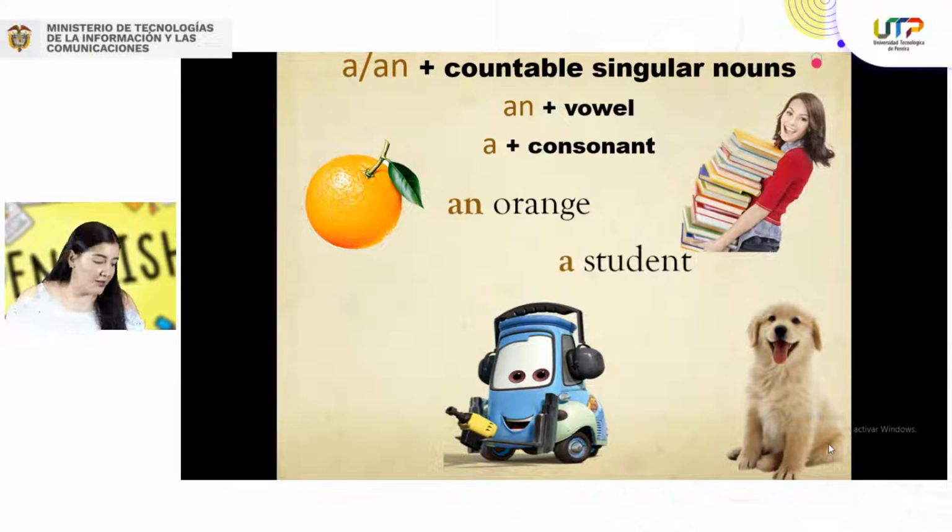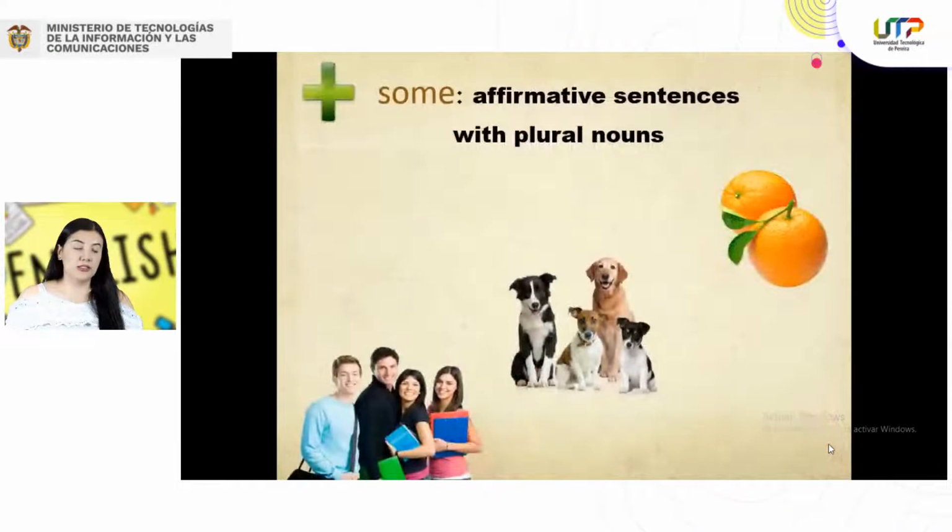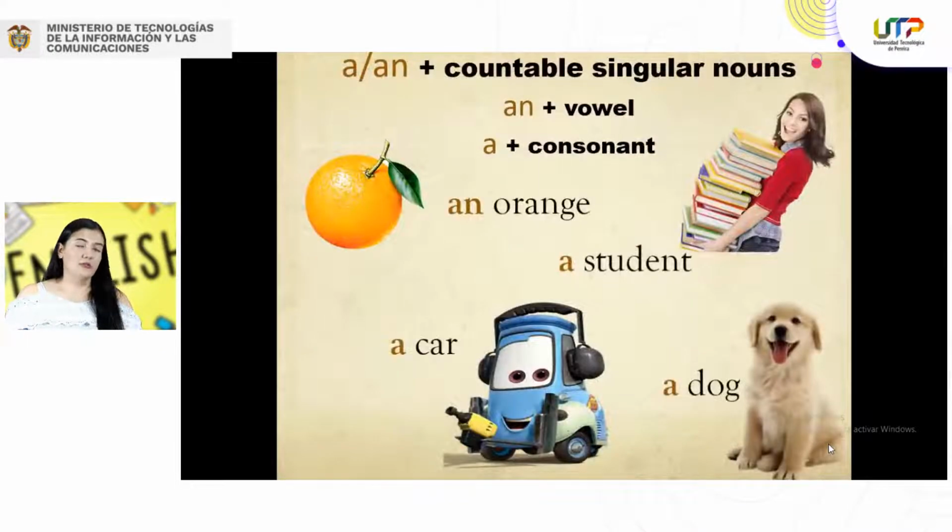Okay, Sergio, I'm happy to see that you could solve your question. Yes, you could just clarify your doubt. Very nice. Okay, look another example, a car and a dog, because it's a consonant. But remember, if it is a vowel, so I have to use an.